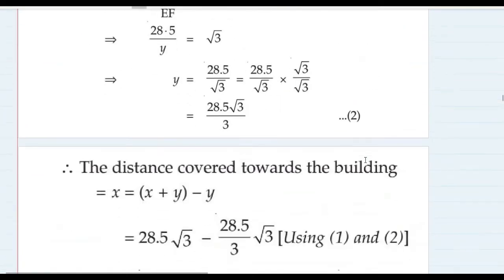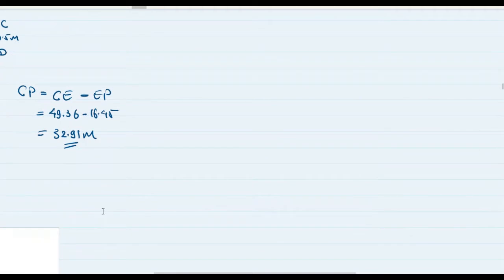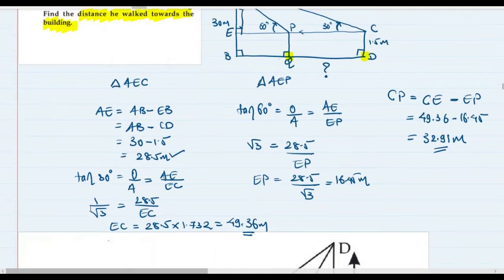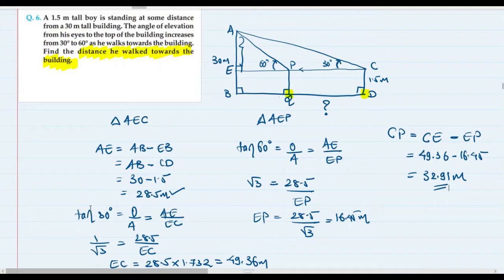Okay, so we are getting 19 root 3. Let me just check the answer. 19 root 3 is 19 times 1.732, which is 32.91. That's the answer we were also getting. 32.91, absolutely correct. Right? So my method is simpler. It is easier and you can easily get the answer. Please note down the technique, the diagram, the steps. Note it down properly.